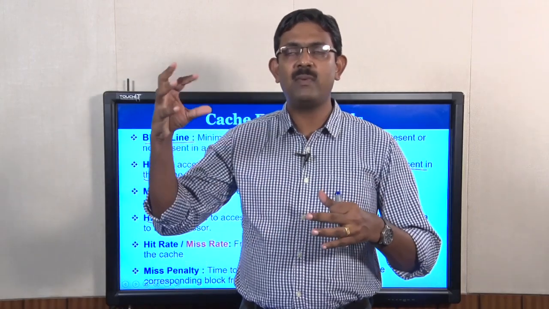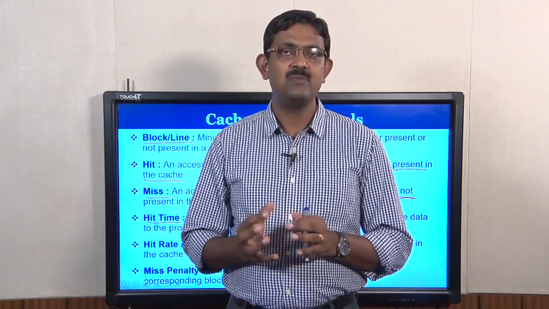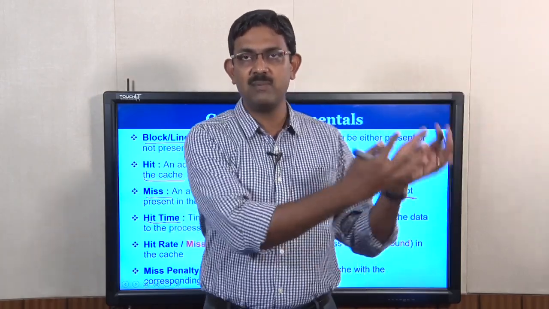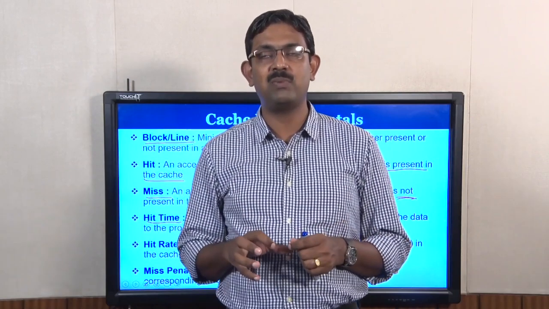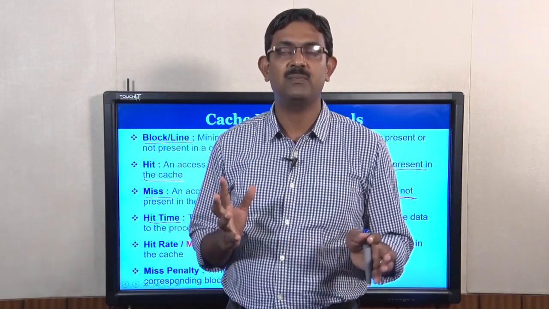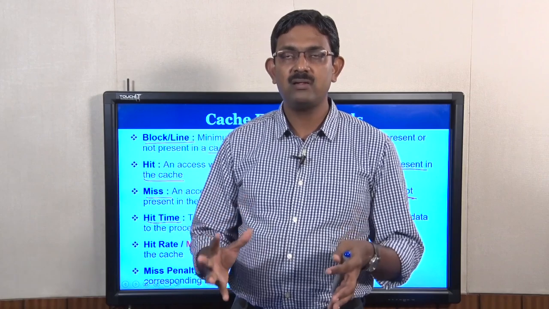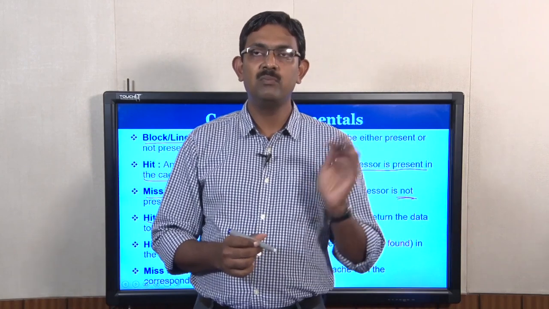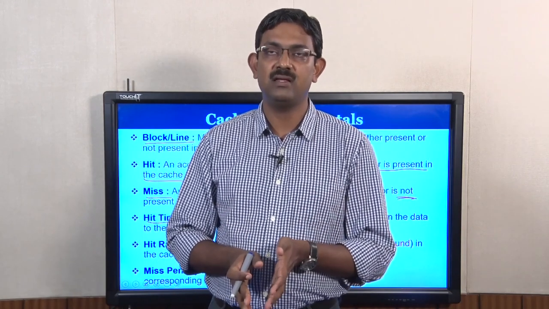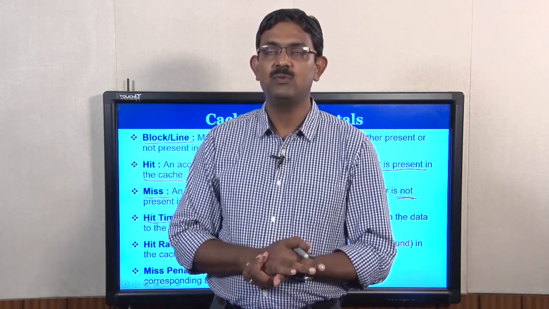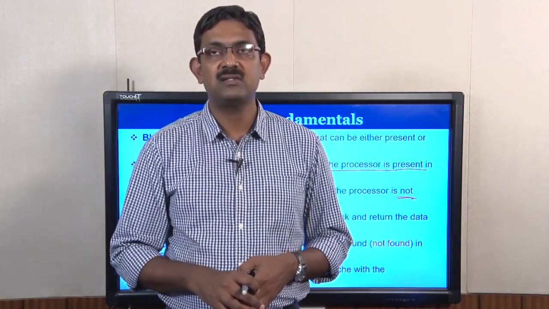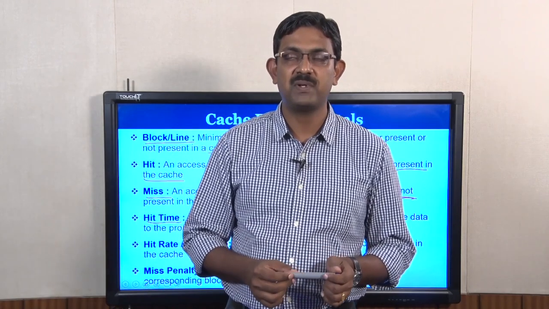Miss penalty means that not all accesses to the cache will be a hit. At times you get a miss also. Once it is a miss, you go to the next level of memory, bring a block of data, keep it in the appropriate place in the cache, and then supply the word. From the moment a cache miss occurs until the missed word is ready in the cache, that is called the miss penalty. The additional cycles required in processing a miss are called the miss penalty.